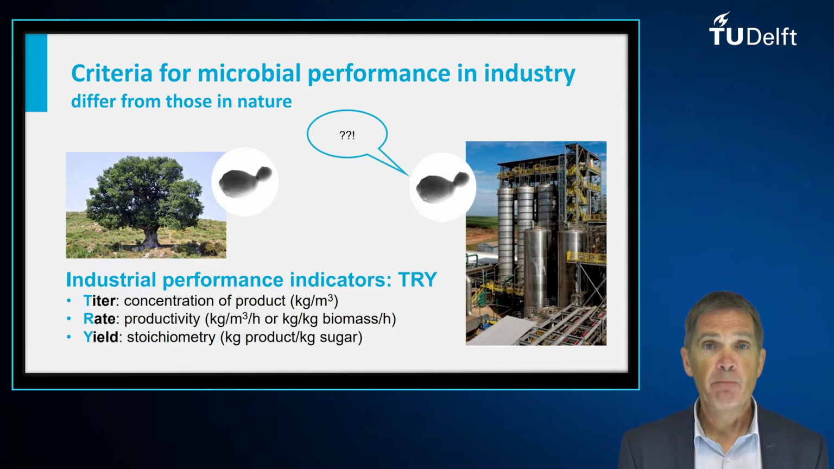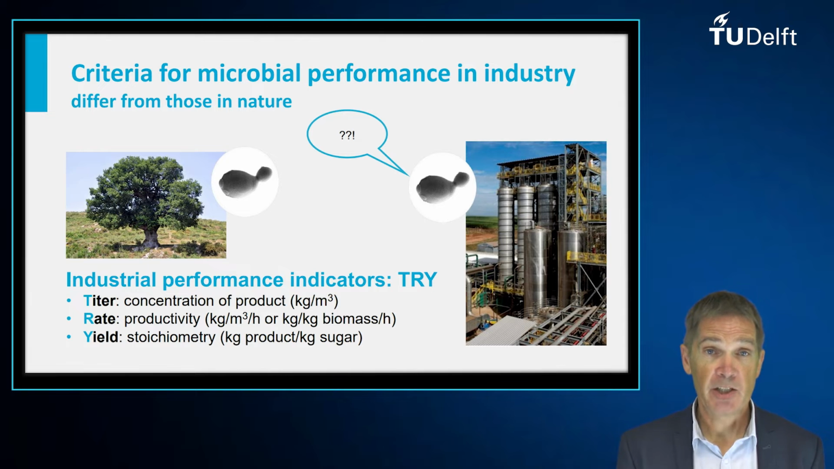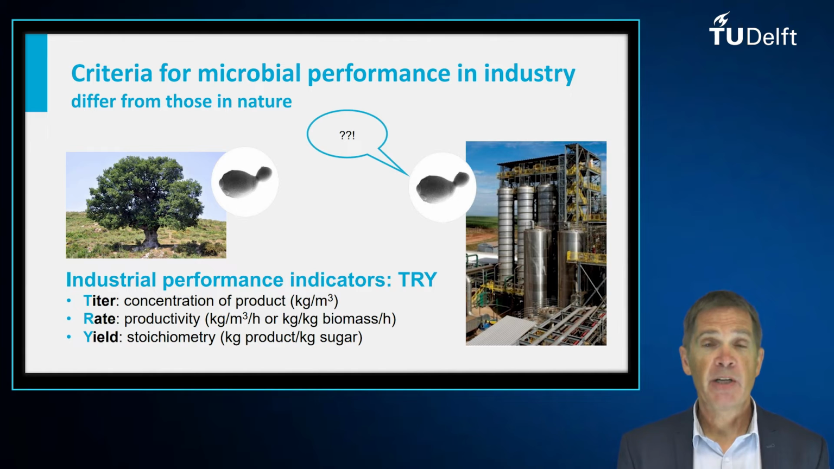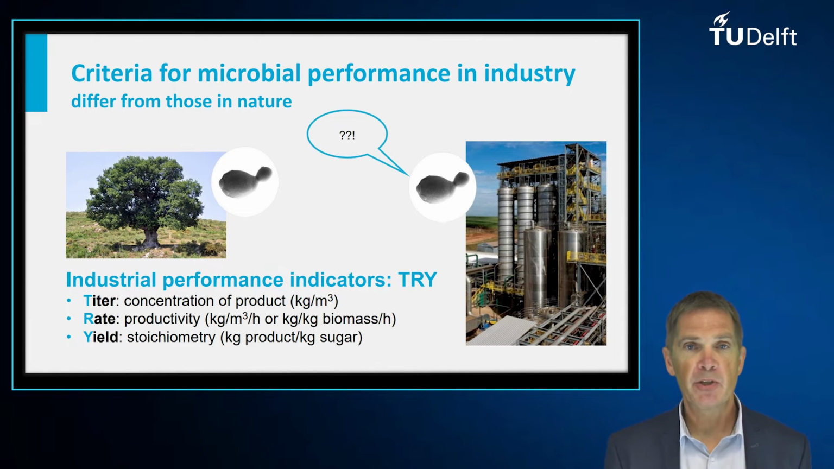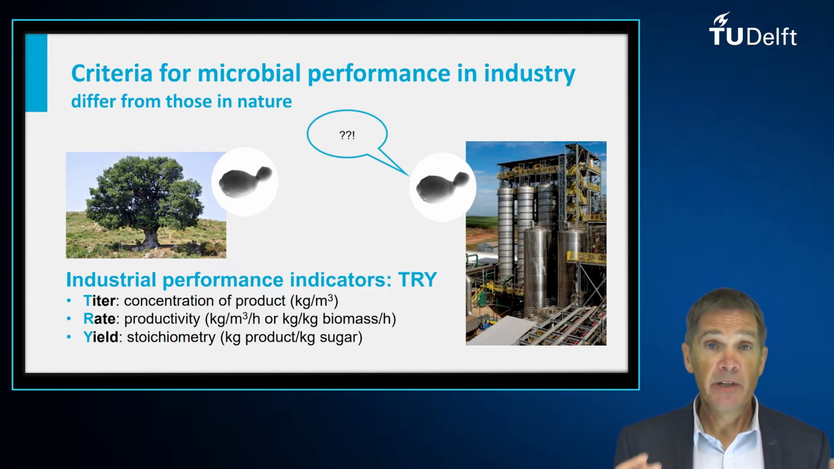The three most important performance indicators for microorganisms in industry are captured in the three-letter acronym TRY, which stands for titer, rate, and yield. Titer specifies the concentration of the product, rate specifies the velocity of product formation, and yield defines the amount of generated product per amount of consumed substrate. So, how can we optimize processes to optimize titer, rate, and yield?